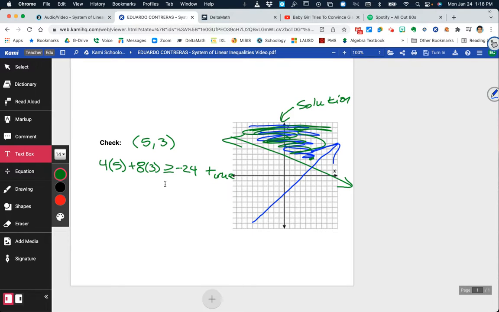And then go to the other inequality, the second one. Plug in 5, 3 for the second inequality. Work it out and show that it's true for that one. It has to be true for both. Is that clear? Okay. So after I've said my whole spiel here, any questions? Any other questions? Or any clarifying?